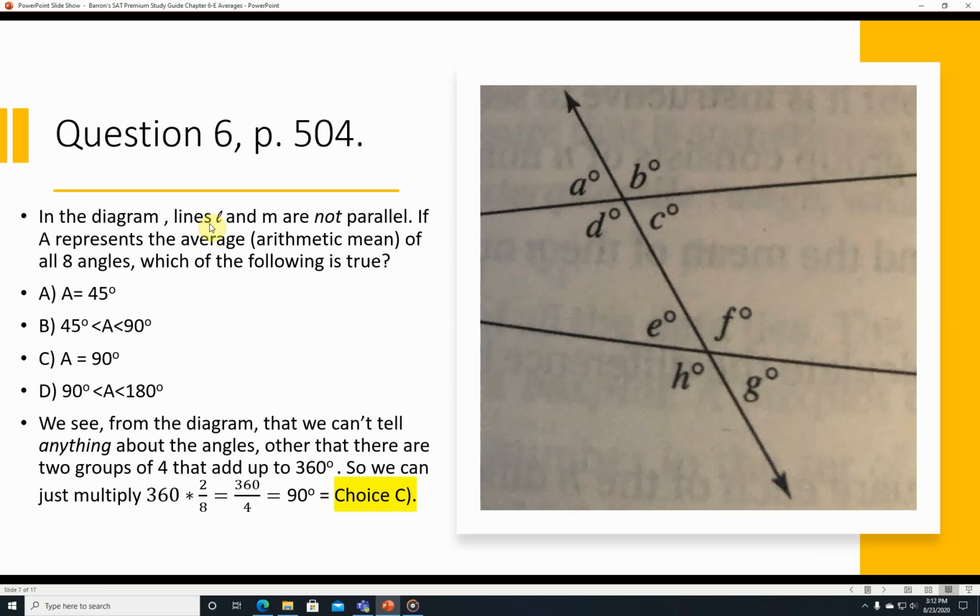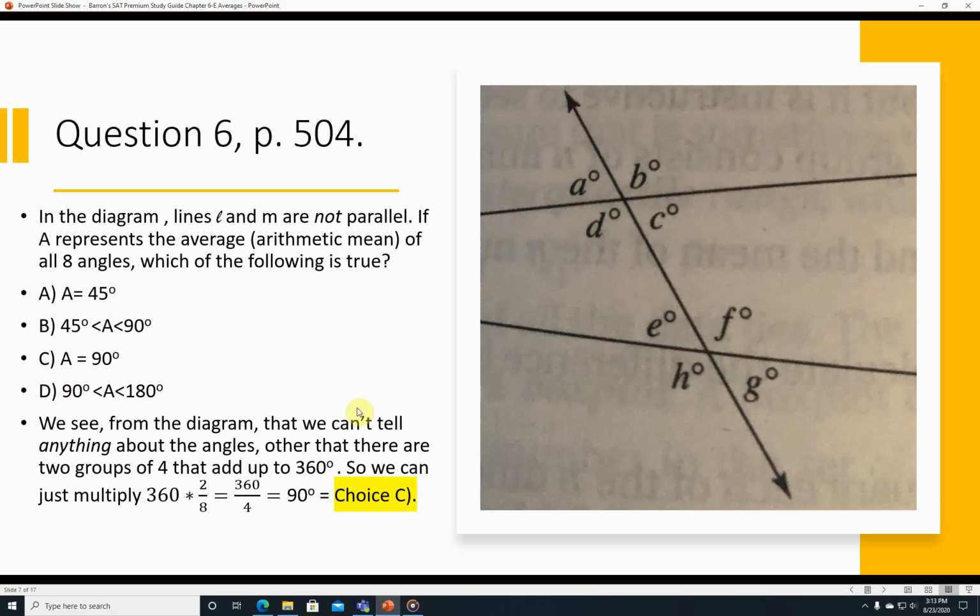Question 6, page 504. In the diagram here, lines L and M are not parallel. So one of these is L, one of these is M. Sorry, it kind of got cut off when I took the picture out of the book. But anyway, if A represents the average or arithmetic mean of all 8 angles, so A, B, C, D, E, F, G, H, which of the following is true? A equals 45? We don't know. A is greater than 45 but less than 90? Probably not. A is equal to 90, or A is between 90 and 180.